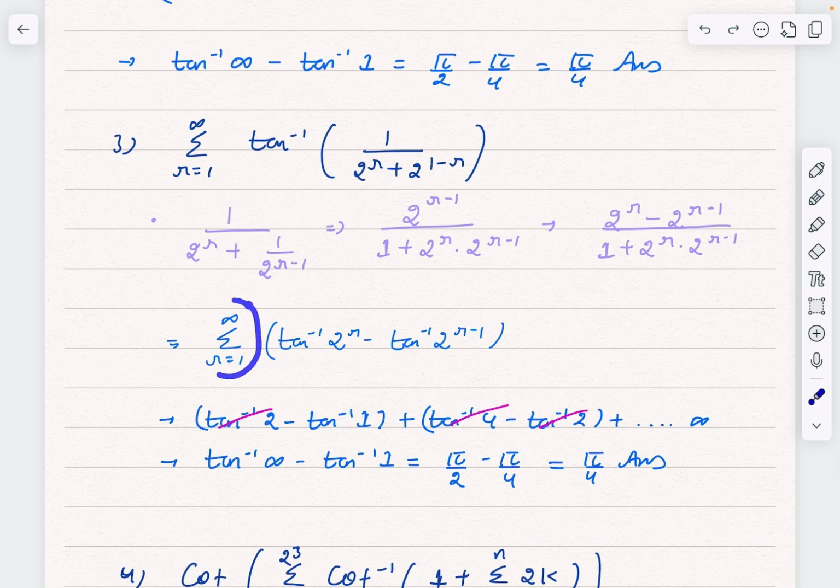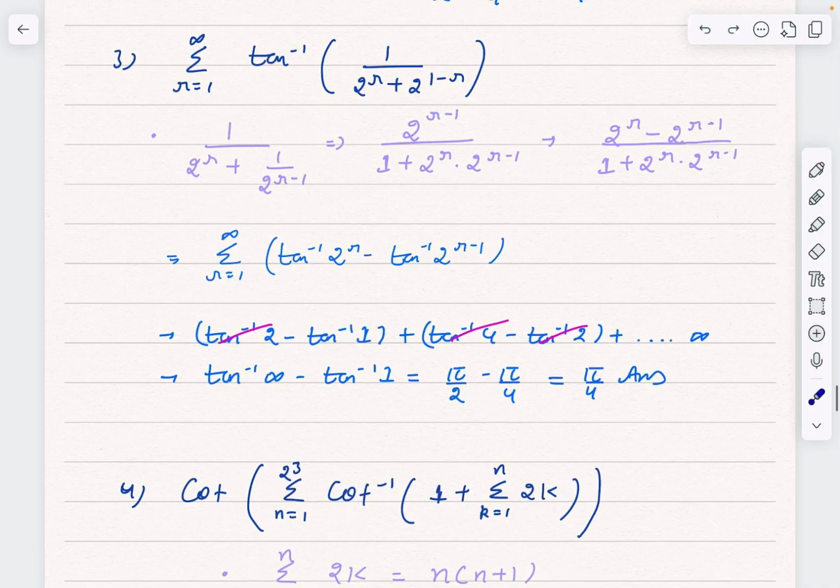Now you put summation r equals 1 to infinity. So when you put r equals 1, you get tan inverse 2 minus tan inverse 1. Next tan inverse 4 minus tan inverse 2 up to infinity. So all the middle terms get cancelled out. Remaining will be first and last. So tan inverse infinity minus tan inverse 1. Again, you get answer to be pi by 4. Okay, it's not like every time it will be pi by 4. It's just accidentally all first three problems got the answer as pi by 4. Okay, let us do this next problem.